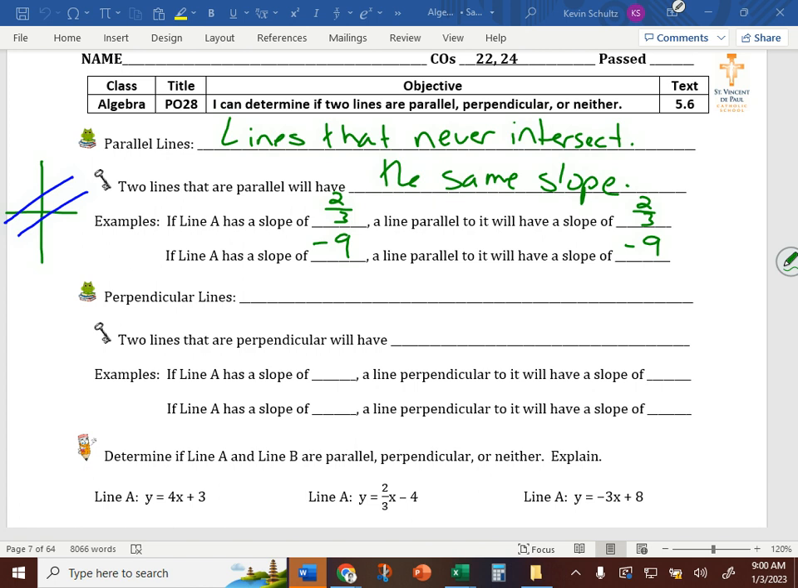Perpendicular lines. Another special relationship. What are lines that are perpendicular? Paisley? They're lines that cross. Lines that intersect, but they intersect in a special way. Do you know what that way is? Colin? At a 90-degree angle. Okay? Lines that intersect at a 90-degree angle.